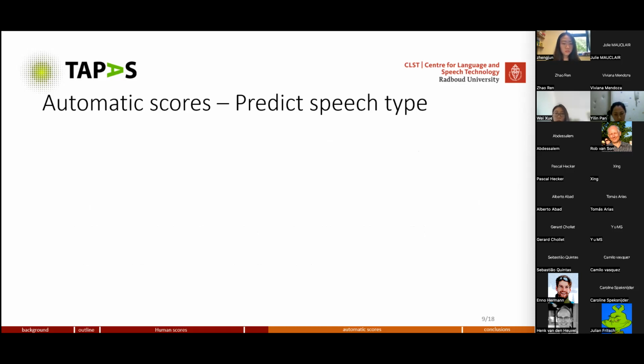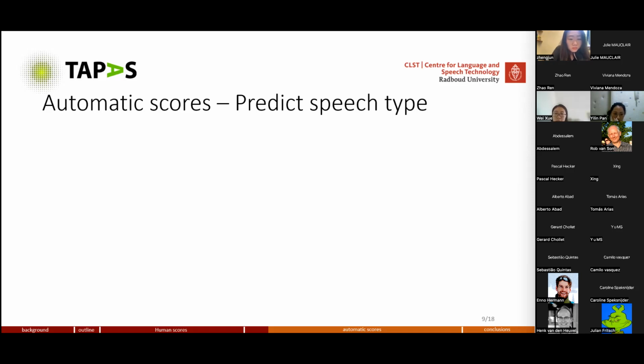Recall that for automatic scores, as I explained before, it is possible to use ASR or acoustic phonetic features. In this presentation, I present two studies related to acoustic phonetic features. The first one is to predict the speech type, namely whether speech is healthy or dysarthric. Later, we'll see the second one, for predicting intelligibility at the phoneme level.